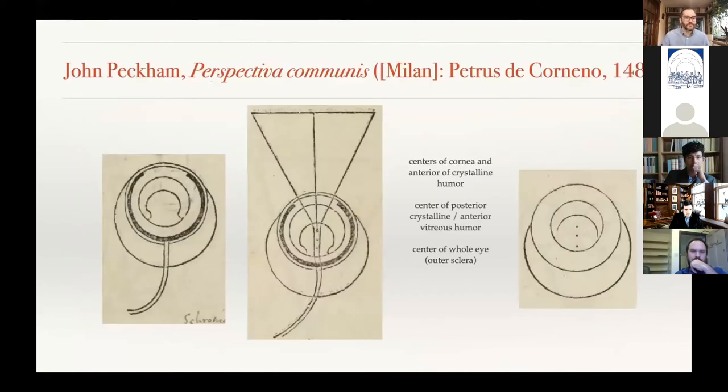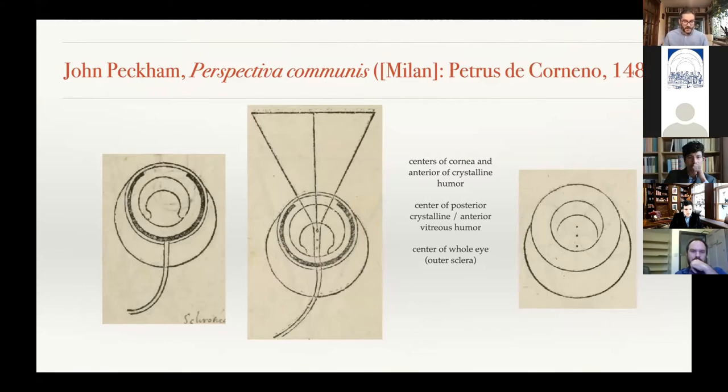Peckham's Perspectiva Communis was first printed in 1482. And there's one particular set of images of the eye that was reproduced in at least 5 more editions throughout the 16th century.